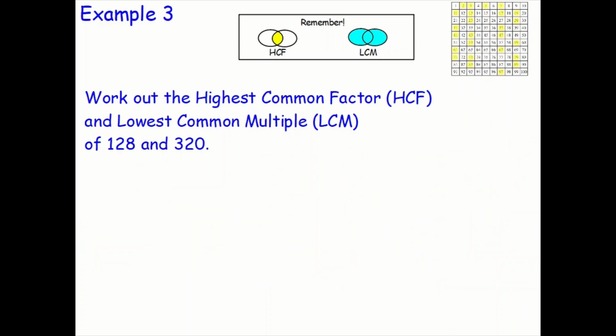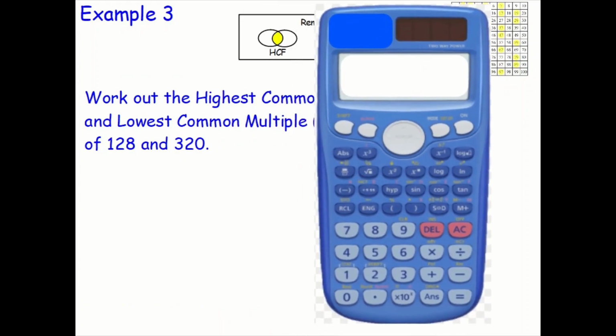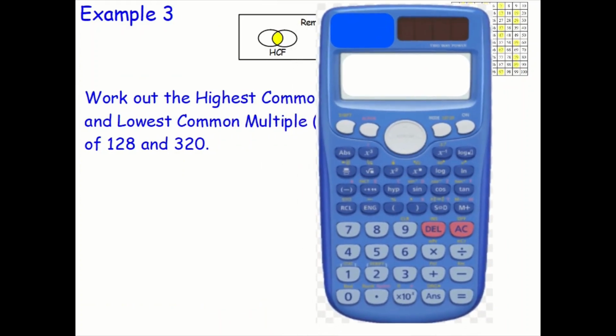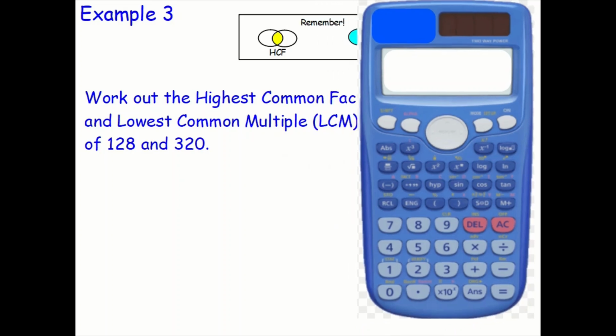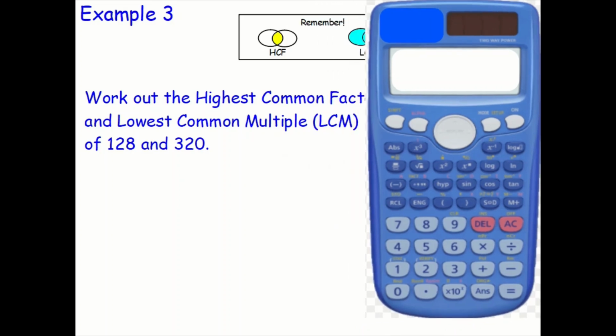Example number 3. Work out the highest common factor and lowest common multiple of 128 and 320. I'm going to show you a little neat trick on your calculator for finding out the product of the prime factors of these two numbers really quickly. Now, bear in mind this is on a non-calculator paper, but just for example purposes, I'm going to show you how to do it on your calculator for quickness with this particular question.